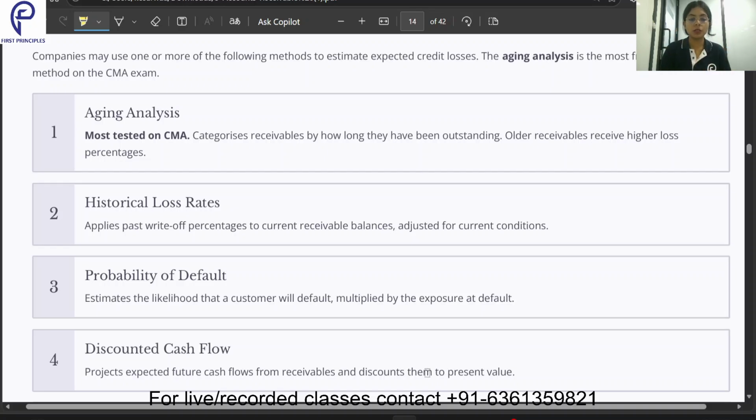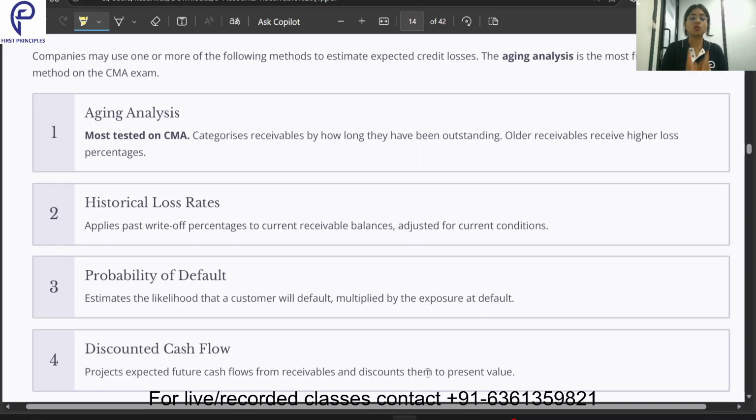Then probability of default. We will estimate the likelihood that the customer will default and multiply it by the exposure at default, and accordingly we will make the changes, like we will record that particular allowance for credit loss.